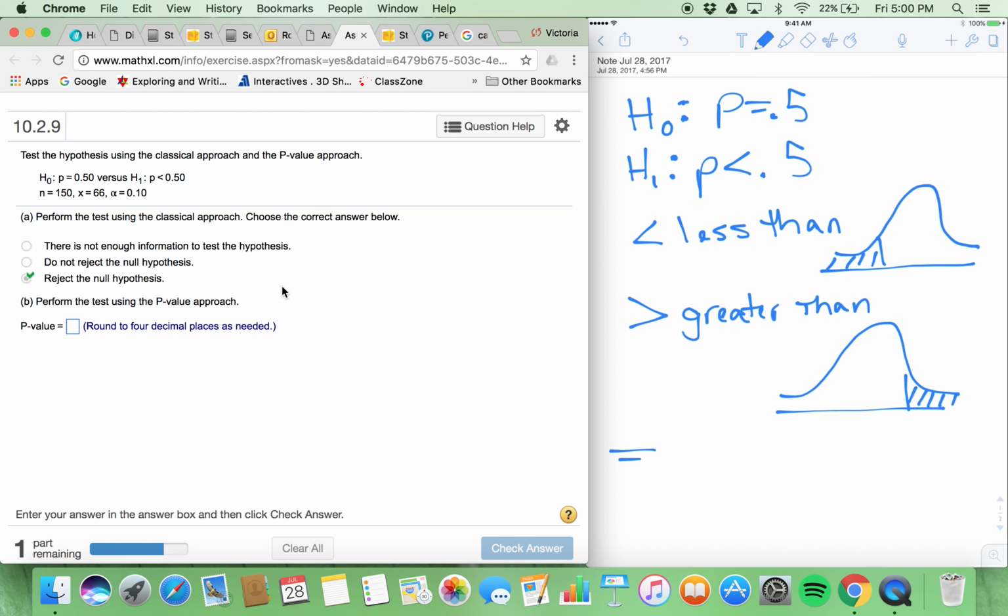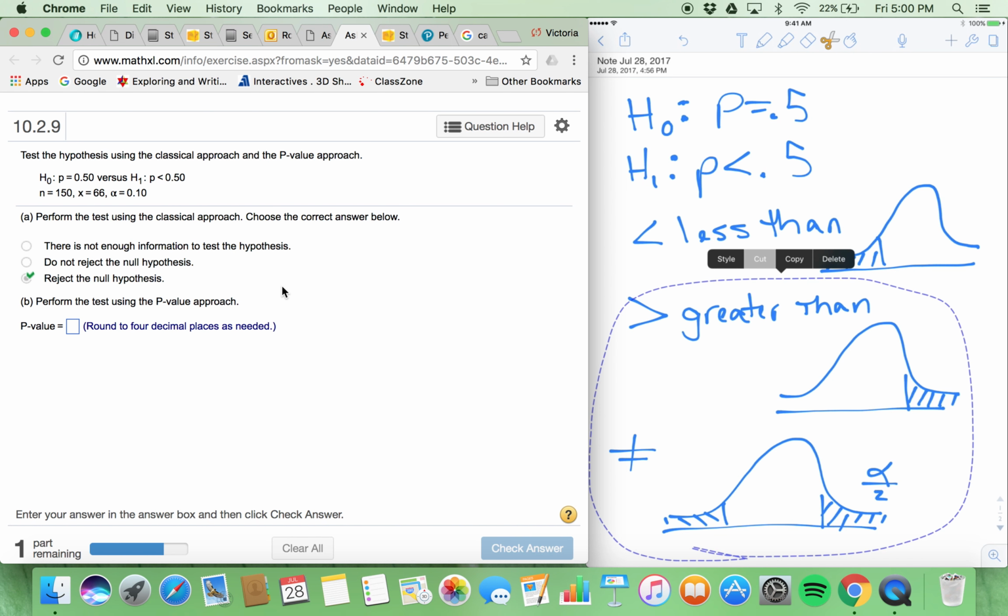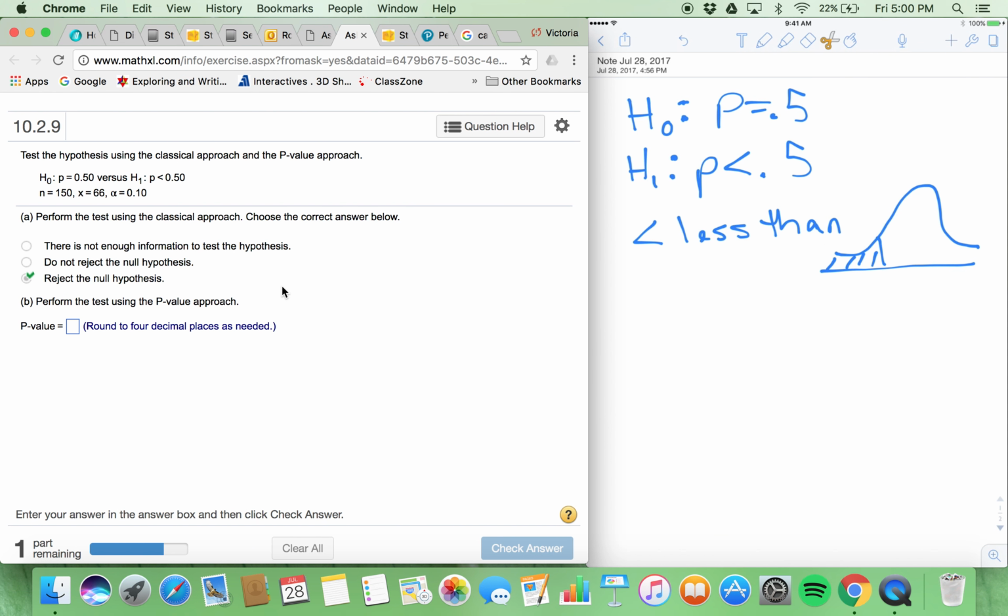If you have the not equal to symbol, then you have your two-tailed test, and we split up that alpha, which is the area under the curve, into two different sides, the left tail and the right tail. So it would be more like alpha over 2 for each side. In this case we're using left-tailed, so that's going to be less than. I'm just going to cut these guys because we don't need them.